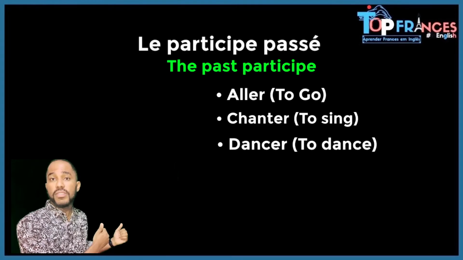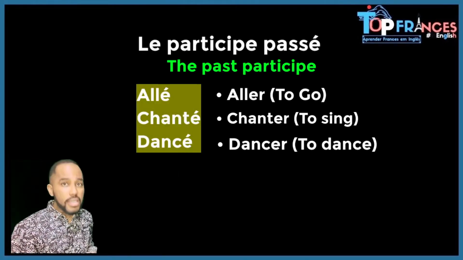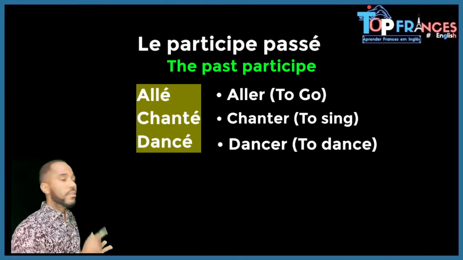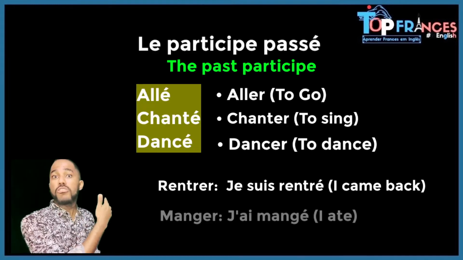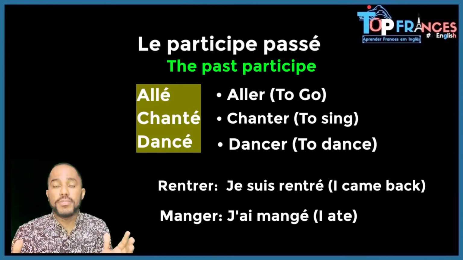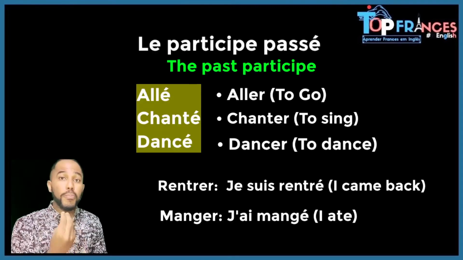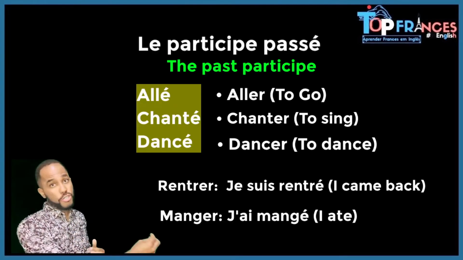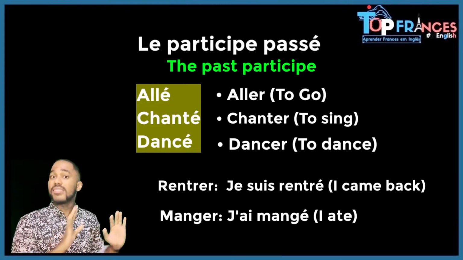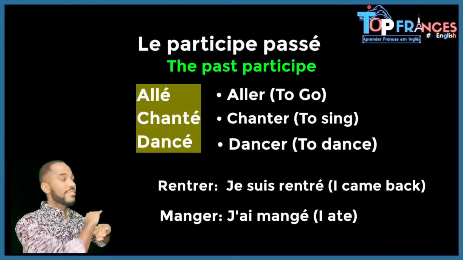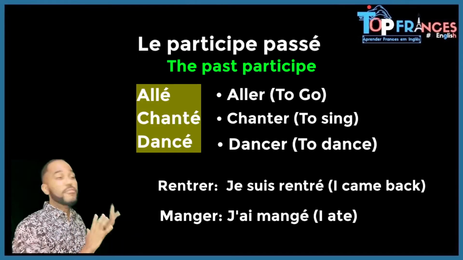You just remove the r, you add an accent on the e. For example, je suis rentré, j'ai mangé. So for all the verbs that finish by er, if you want to form le participe passé, you are just going to remove the r and of course put the accent. This is standard. You will never see anything different than that.